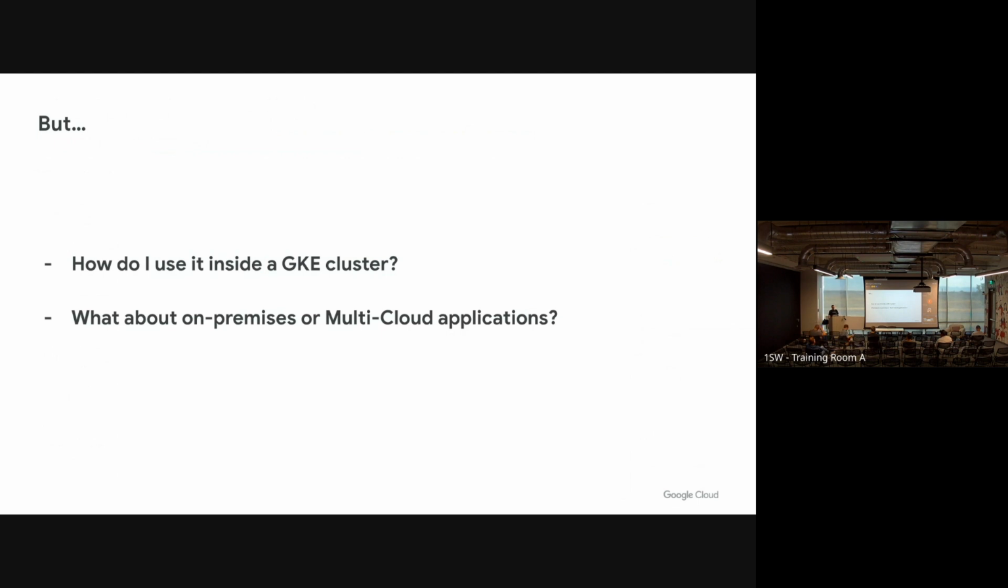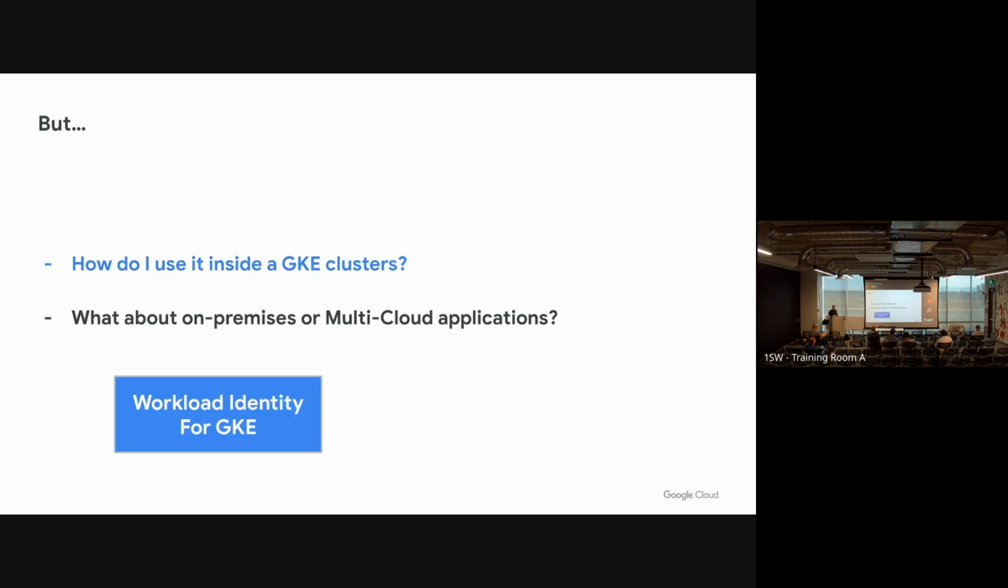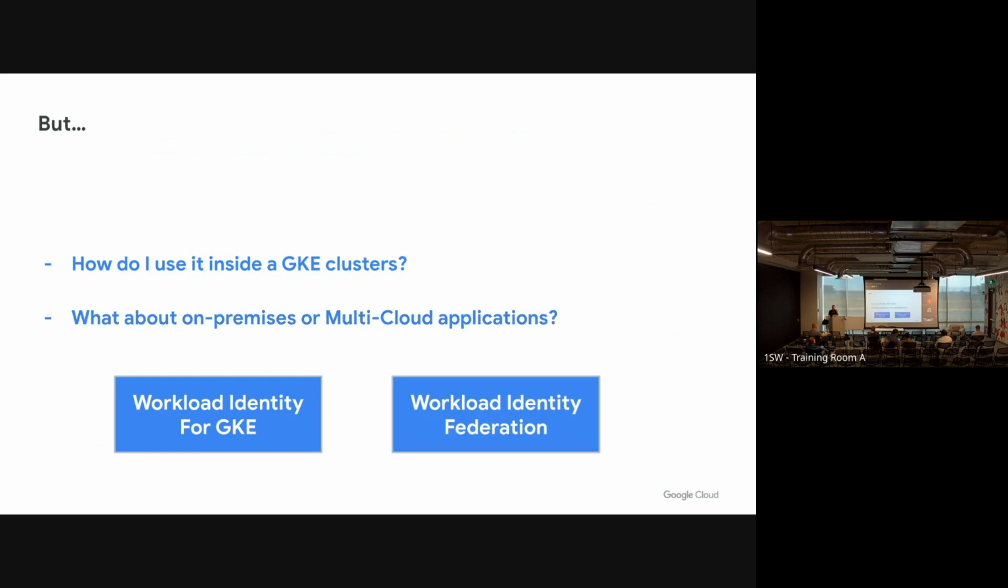So what about GKE clusters, or what about on-prem applications? For GKE clusters, Workload Identity for GKE is what it was called. And if you're going hybrid multi-cloud, it's Workload Identity Federation. I like this better as BYO-ID. You have identities, they're strong. We'll just use those. Why do we need to create new IDs if you already have them? Of course, we like rebranding things.